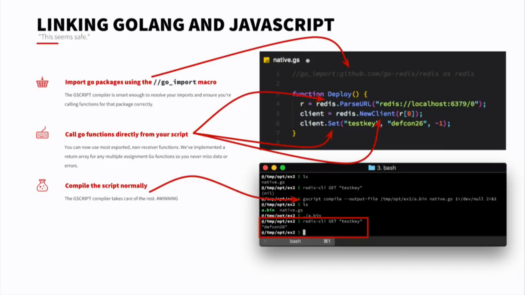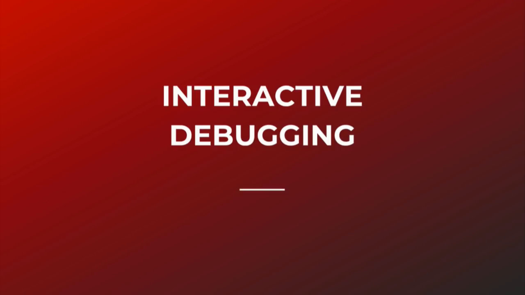So line 5, we create a Redis client, and line 6, we simply interact with it as we would any Go program, right? And then down there, you look at the script, we compiled it normally and ran it, and boom, was able to interact with Redis right from Gscript using this native bridge.